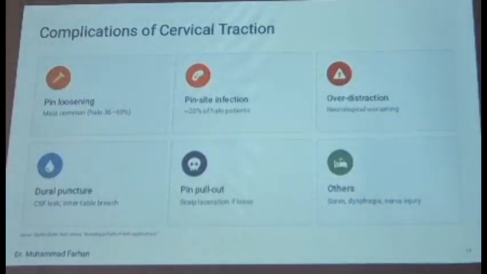So the main complications are pin loosening, which is the most common complication, and we should regularly check the pins after applying the cervical traction. And then there is pin site infection. There is over distraction, that is when there is neurological worsening, and dural puncture such as CSF leak, intracranial breach, and pin pull out, that is scalp laceration can occur if the pin loosens and due to the weight it pulls out. Others are bed sores, dysphagia, or any nerve injury due to over distraction.